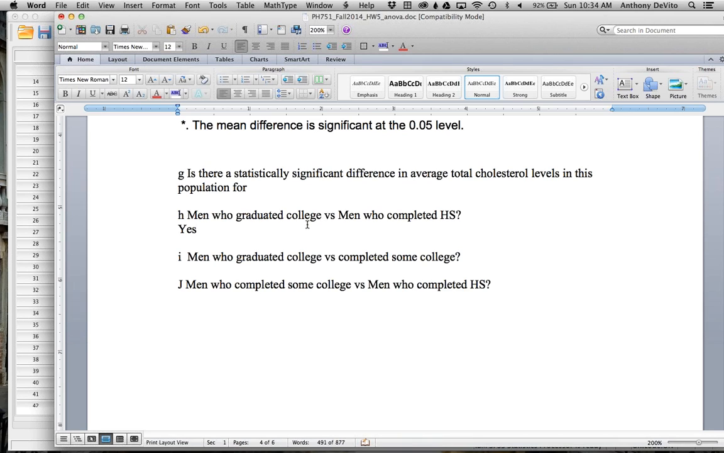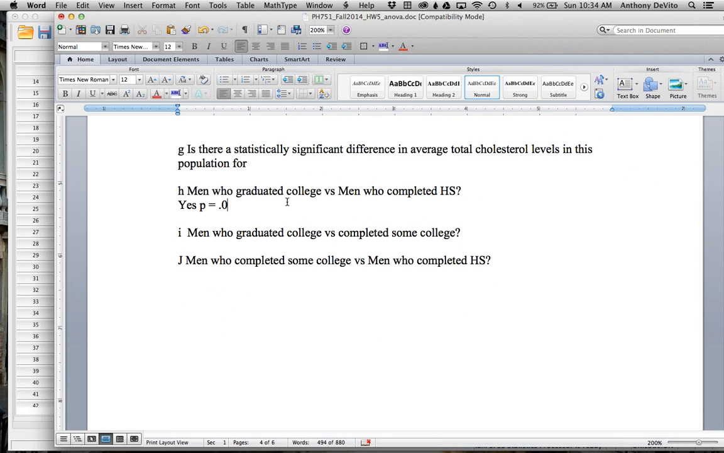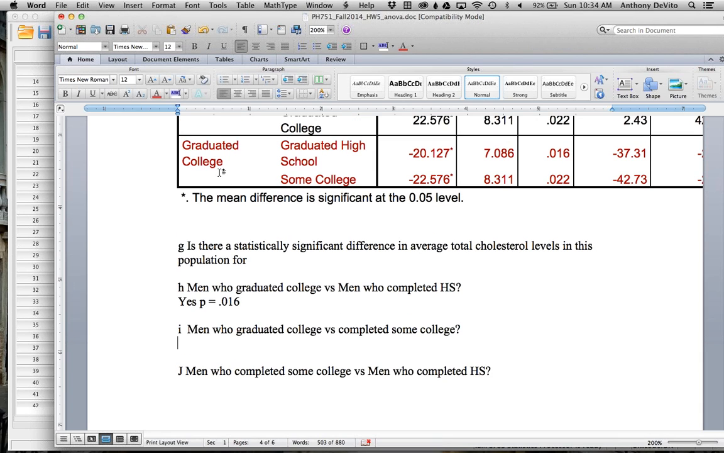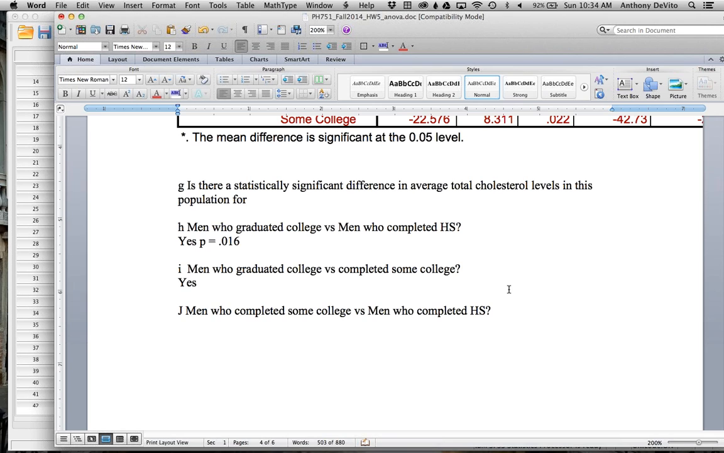And if you want, you could put in the p-value. I think that was equal to 0.0... What was it again? It was 0.016. And graduated college versus some college, let's see, 0.022. Yes, there is a significant difference.